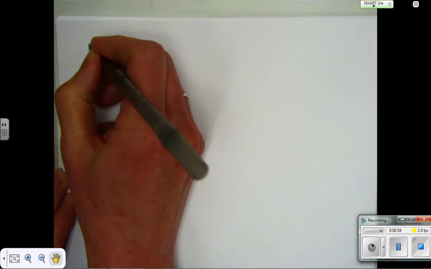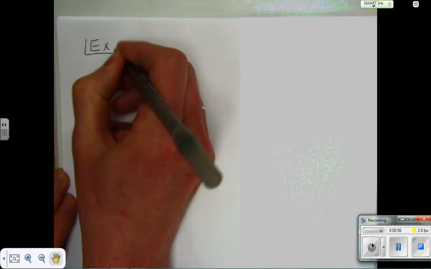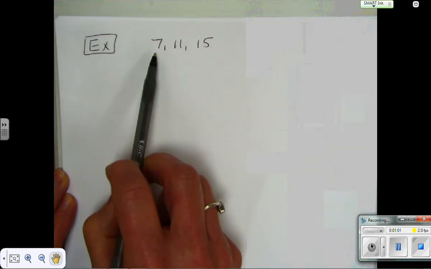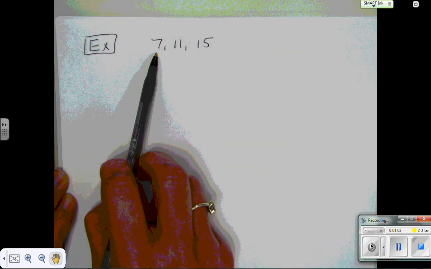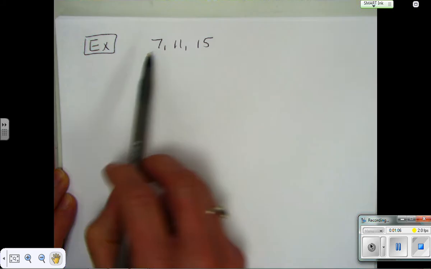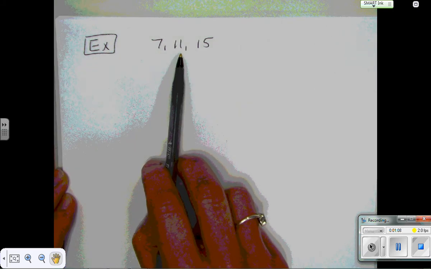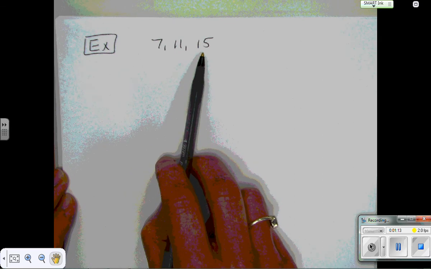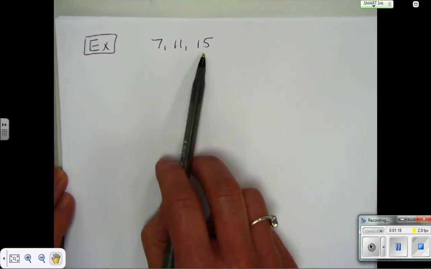So find the next 4 terms. This is example 1. Find the next 4 terms of the arithmetic sequence, 7, 11, 15. Then graph the first 7 terms of the sequence. So what that means whenever it's talking about what n represents, 7 is the first number, so n would be 1 for 7. 11 is the second number, so n would be 2. 15 is the third number, so n would be 3. Okay, so that's what the n represents. It just says what order it is in the sequence.